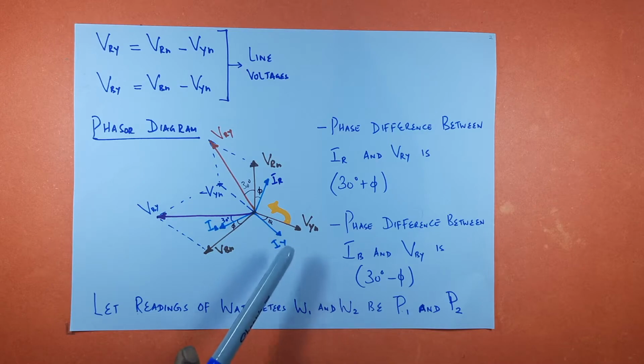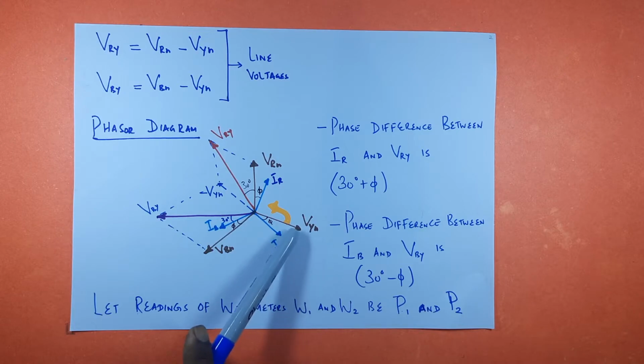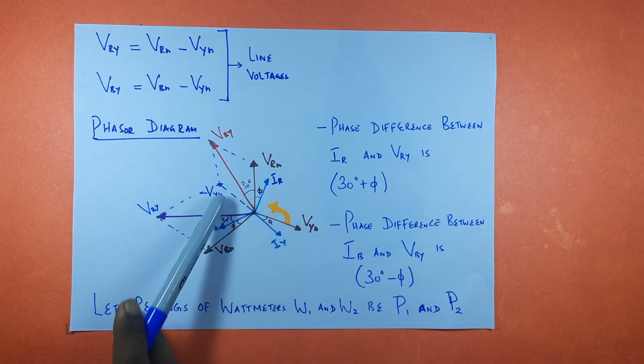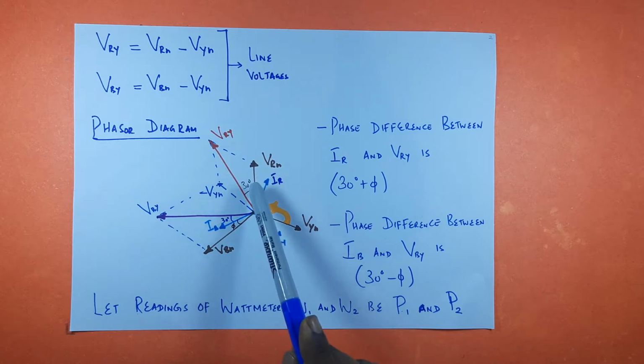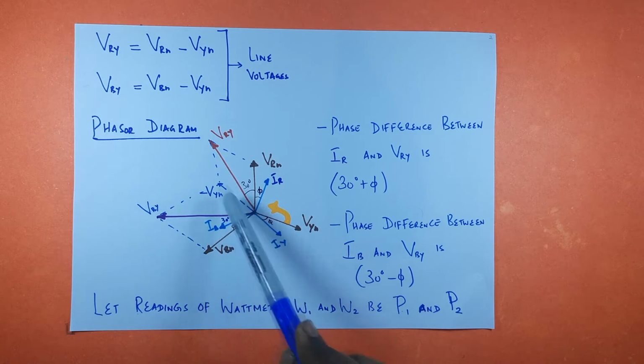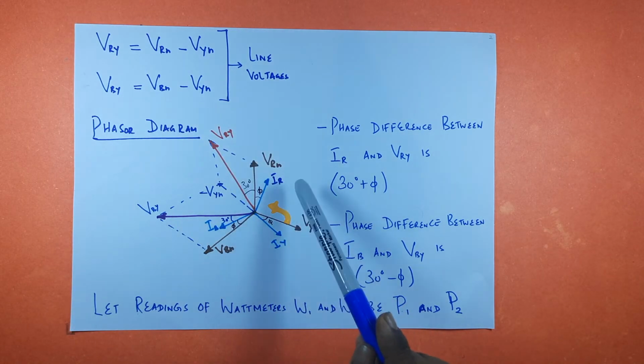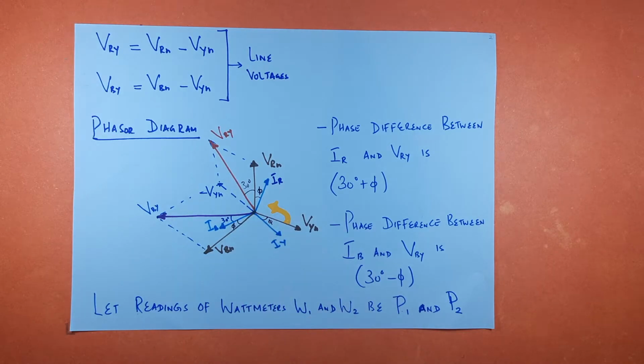Next, to get the line voltage, we do this operation. That means this VYN, you take it to the other side, so it becomes minus VYN, and you add these two phasors, by the parallelogram law of vector addition. You have to add these two vectorially. So you get VRY. So VRY equal to VRN minus VYN.